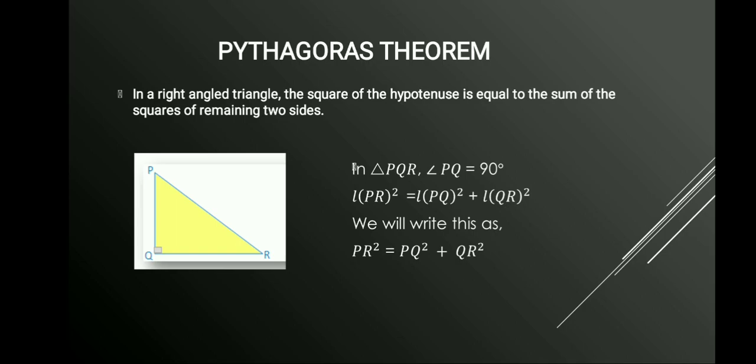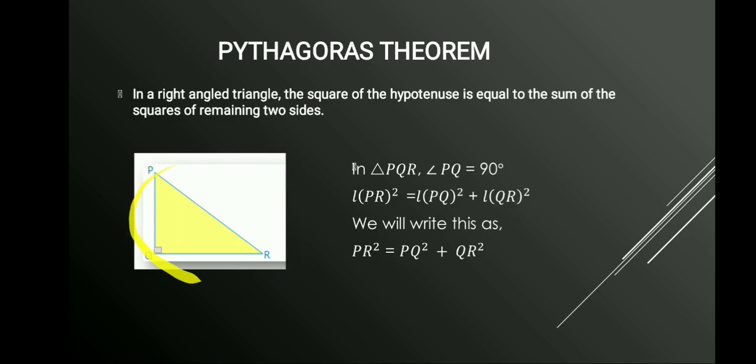The theorem states that in a right angle triangle, the square of the hypotenuse is equal to the sum of the squares of the remaining two sides. I repeat, in a right angle triangle, the square of the hypotenuse is equal to the sum of the squares of the remaining two sides. Let us consider a right angle triangle.